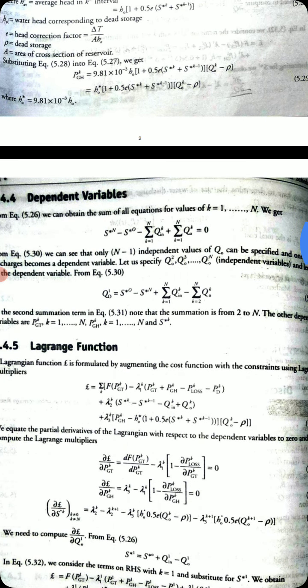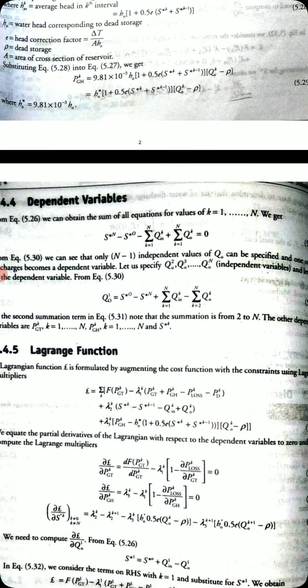Next is the Lagrange function. You know that the Lagrange function is used to get the minimum cost by applying your objective function plus lambda into constraints. Here three different constraints are there, that is why three lambdas are used here.